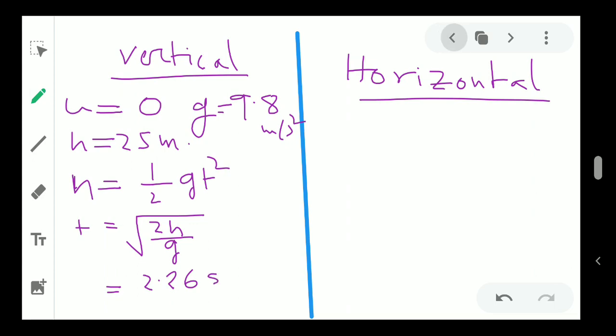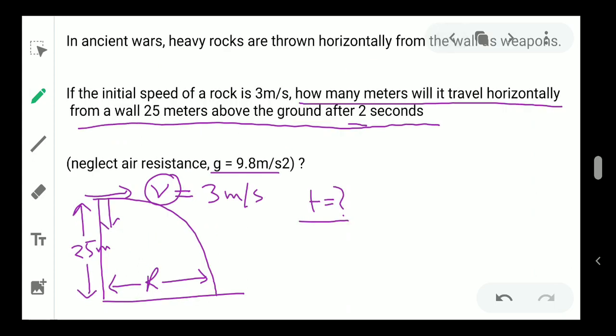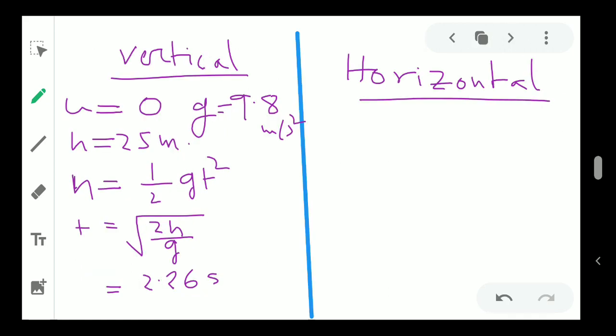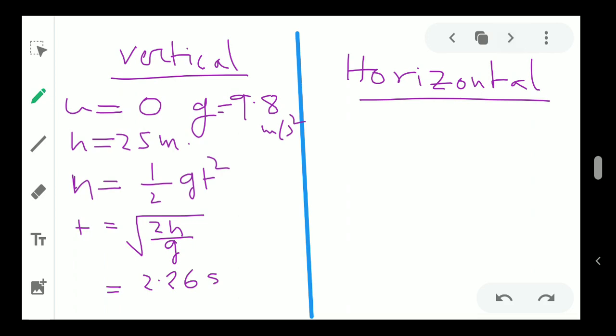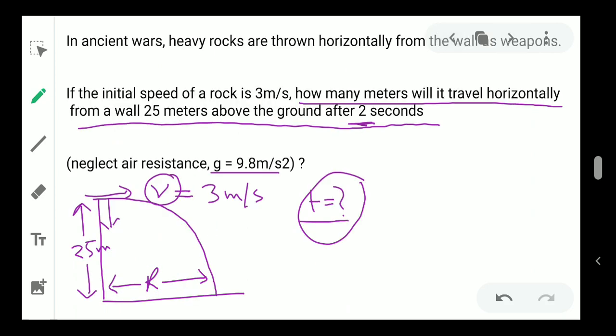Now you can see very clearly, I don't have to find this. So this 2 second is not the time that is given, that is the time for the whole projectile motion. It's not that, okay, because the time for your whole projectile motion is this much. So be very careful, don't use this t for the sake of your other formulas. So we have to find out r.